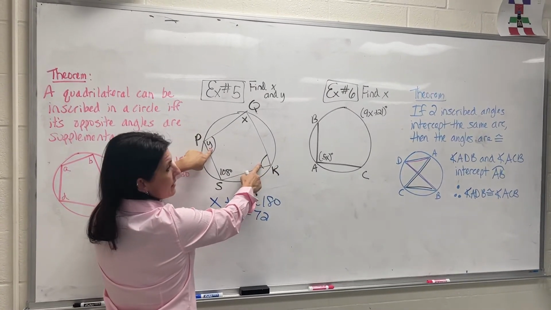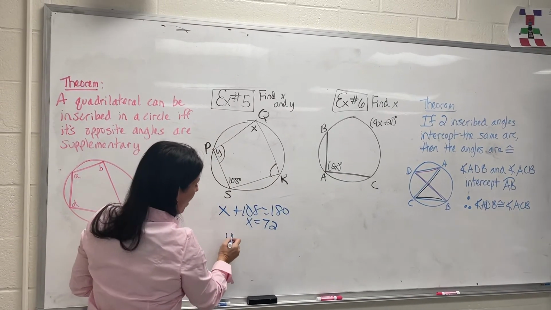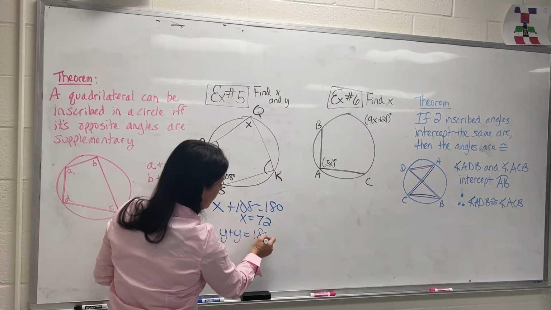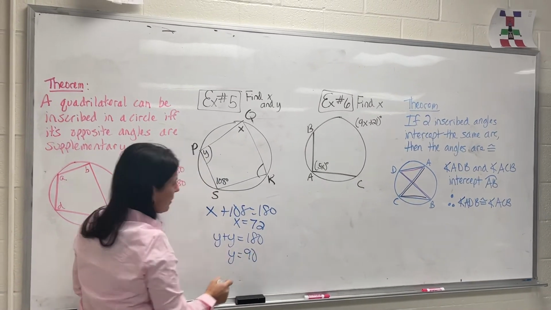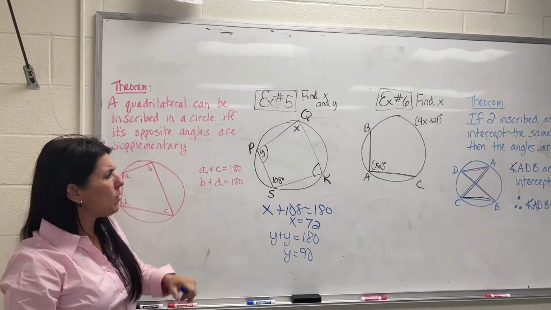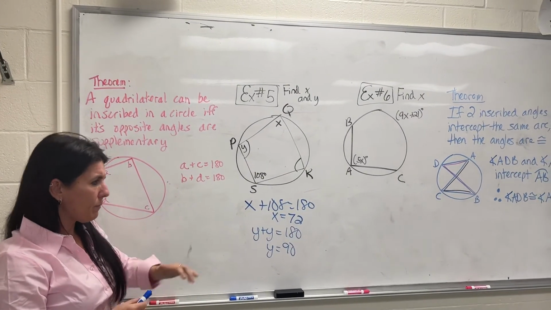Y, they're opposite one another. They're marked as the same. So we can say Y plus Y equals 180. So what's Y have to be? 90. 90. These problems are usually relatively simple, but understand how to set them up just in case they're harder kind of problems.